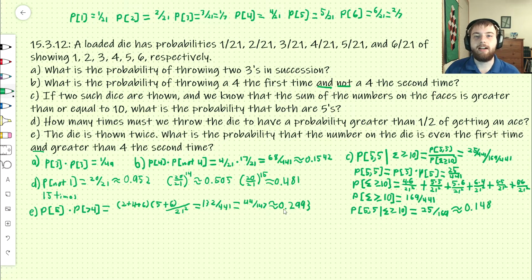So there you have it. Probability isn't so bad if you break it down. You need to parse the English into math language, and then after that, it's not too difficult.